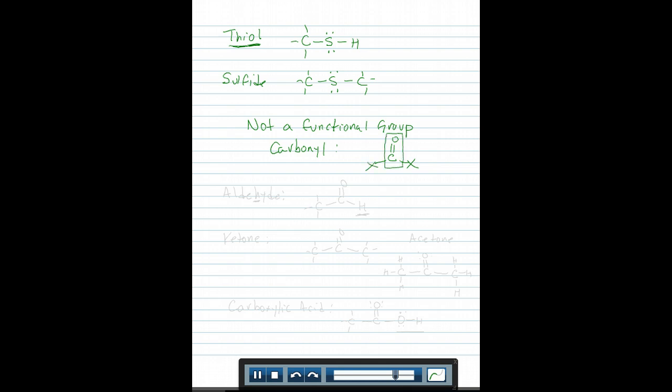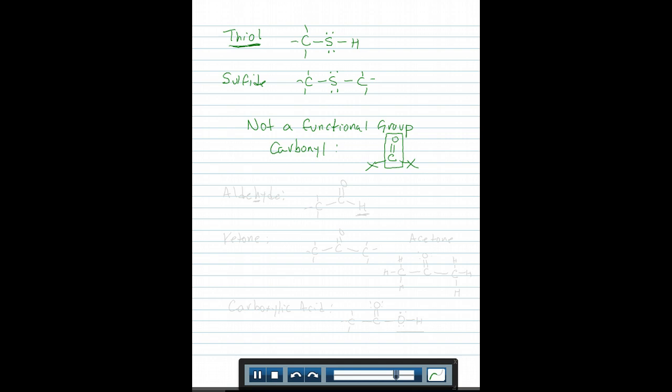So any of these molecules, notice there's an aldehyde. If you look on your list: aldehyde, ketone, carboxylic acid, ester, amide, carboxylic acid anhydride, carboxylic acid chloride. They all have this carbonyl group. They all have a C double bond O. That's just part of the group.